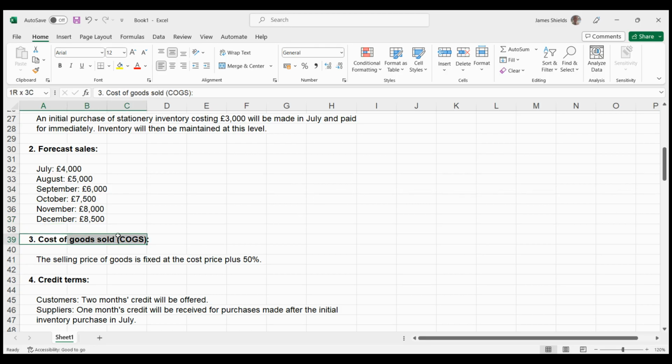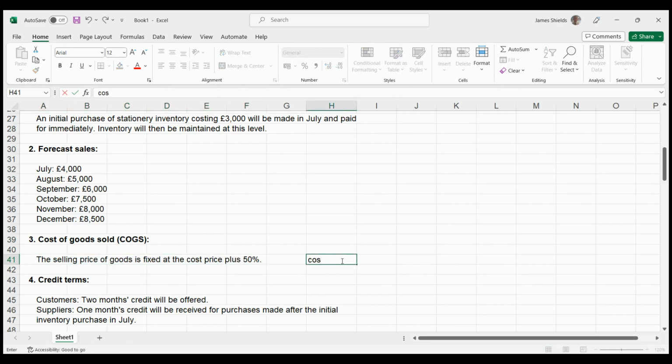Now, cost of goods sold. The selling price of goods is fixed at cost price plus 50%. So basically what that means is, let's put it over here, the cost price is basically 100%. And then the selling price will be cost price plus 50%, so that'll be 150%. Now we'll use that later on in the question to work out the cost price. So I'll come back to that later on in the question. That's just a little note for the moment. So let me just highlight that for you.